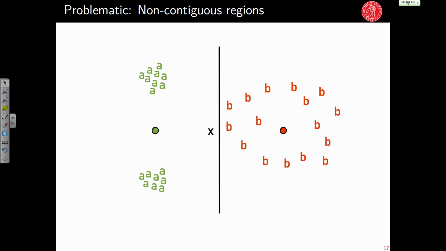Another example where Rocchio will fail is when you have non-contiguous regions. So this is a class A that has two regions in the space. This could be an example of what we call multimodal classes, so classes that consist of different regions in the space.